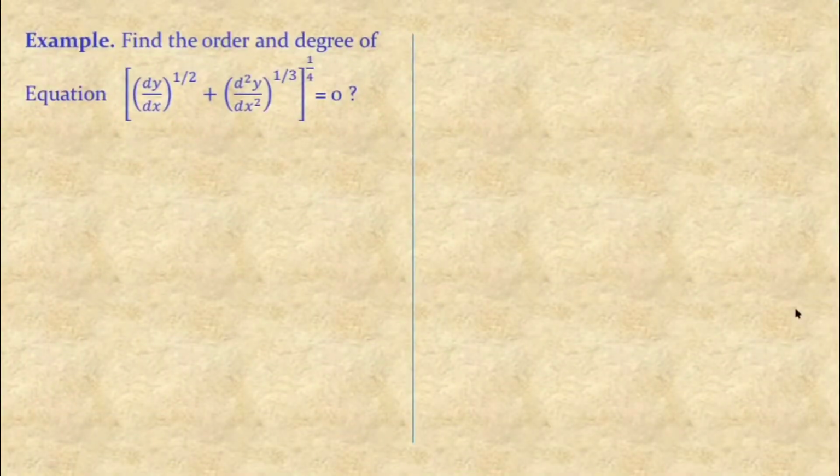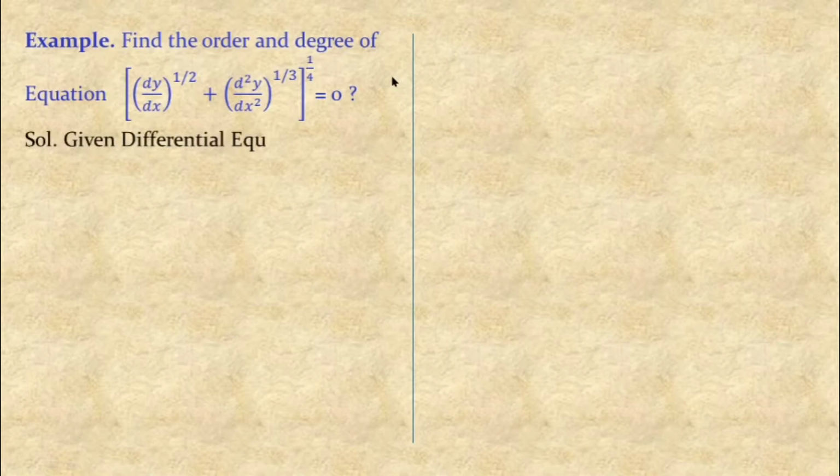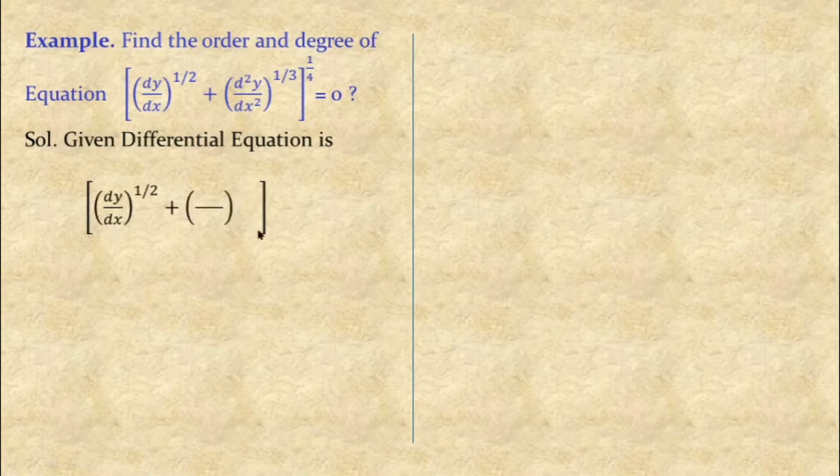Some examples on this degree and order of the differential equation. Find the order and degree of the equation. First we write the given differential equation. This is the given differential equation. To find the order and the degree, we have to transform this equation into polynomial form. This is not in polynomial form: the power 1/2 is not an integer, and 1/3 is not an integer. That's why first we have to transform this equation into polynomial form.